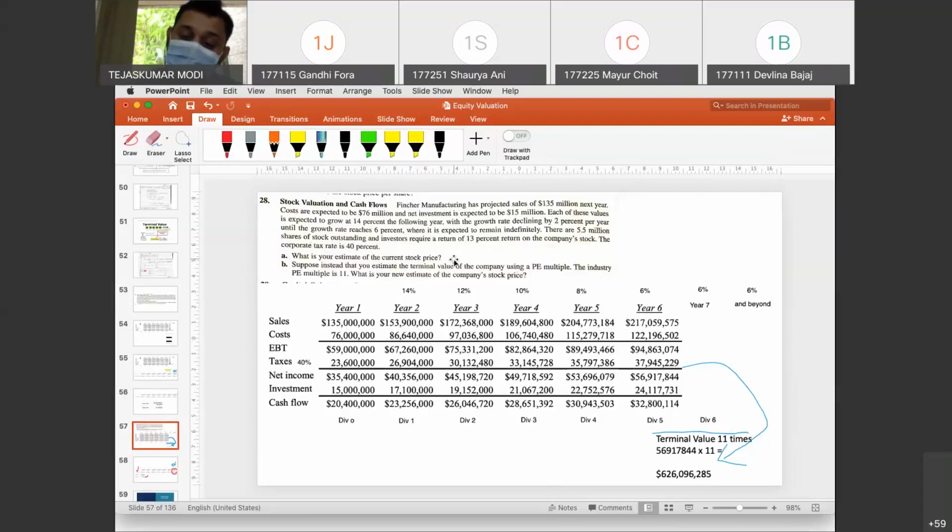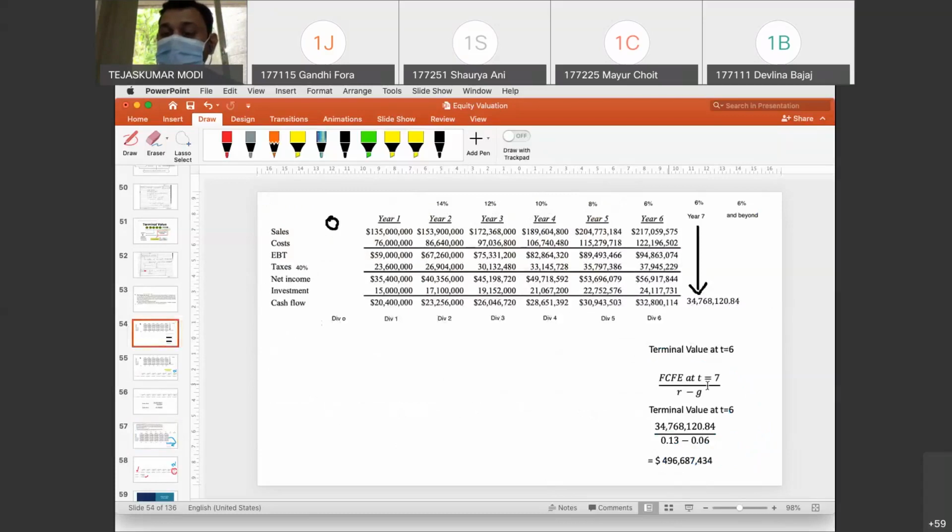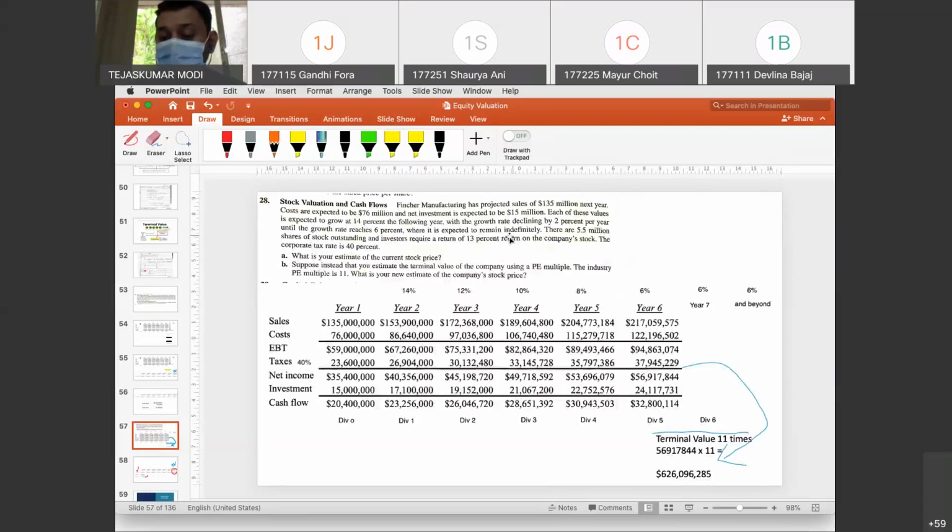So the only change we are going to do now is the change in the terminal value. In the last case, the terminal value was calculated using dividend growth model. Now in this case, we will calculate terminal value using multiples model. So it says price earning ratio is 11 times. So what is the earnings? 56 million, see, at time 6. And it should be 11 times because price earning multiple is 11. Price by earning ratio is 11. So that means the terminal value must be 11 times the earnings at time 6. So that is the only change in the terminal value.